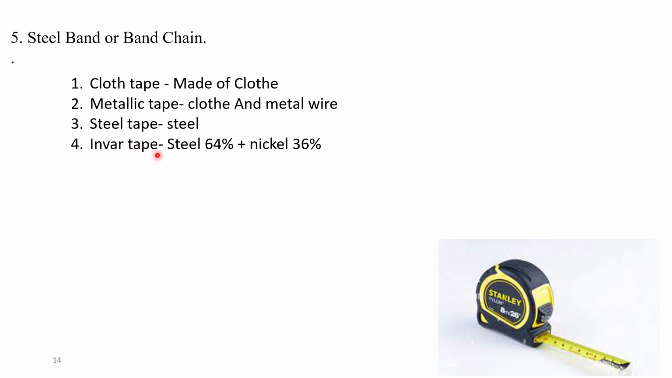It is one of the important tapes because it is made of an alloy of steel and nickel, having 64% steel and 36% nickel. Why is it important? Because it has the least coefficient of thermal expansion, so there will not be any effect of temperature change, and the chances of error in length correction will be minimum in invar.